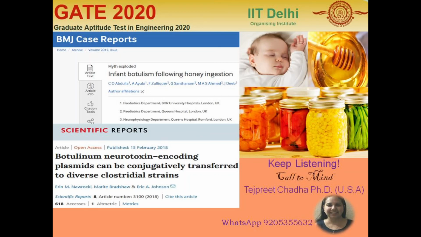So there was a health alert in Texas. Several babies in Texas became ill with infant botulism after using honey pacifiers. So these are the common botulism cases.